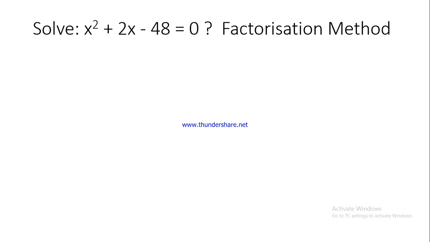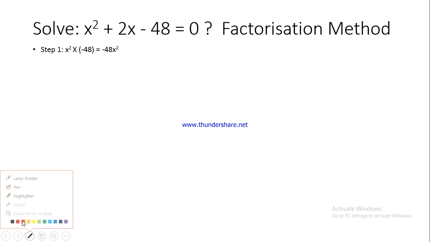Okay, now what was the first step? Do you recall? The first step was that you had to multiply the term with x square and the term having no x. So basically you have to multiply x square into this particular term, and remember that this is not plus 48, this is basically minus 48.